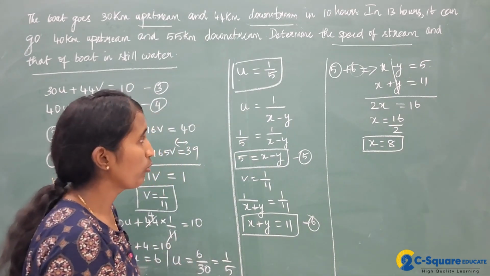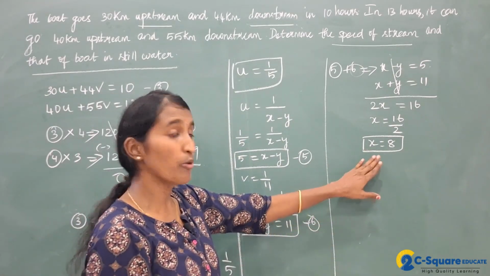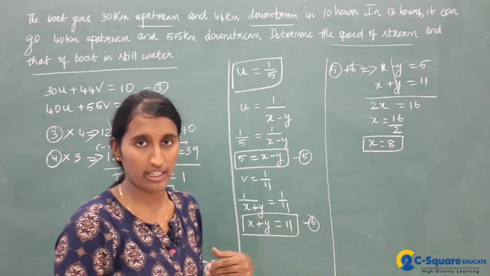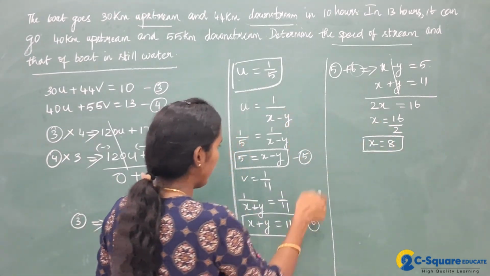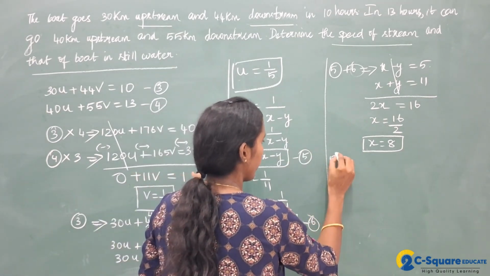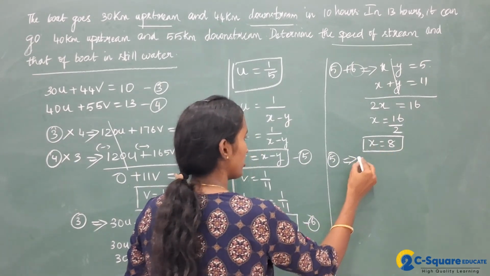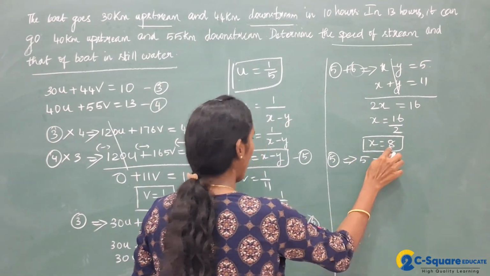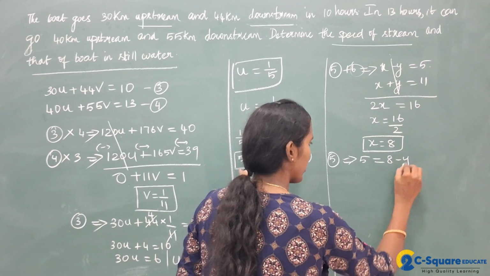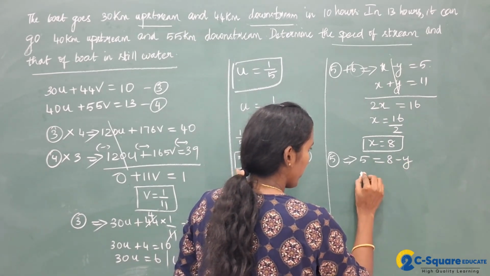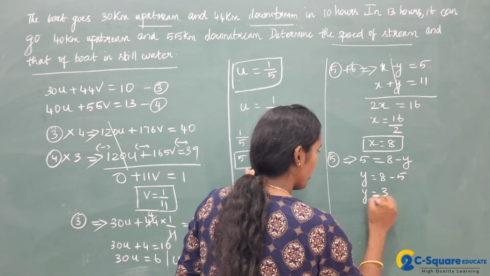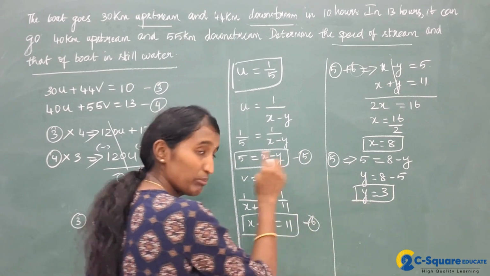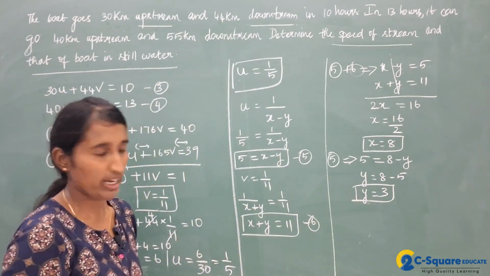So how will you find y? Now, what is x? Speed of the boat in still water is 8 km per hour. Now how will you find y? Let's take any one of the equations. I am going to take the fifth equation and substitute this. 5 equal to 8 minus y, and y equal to 8 minus 5, y equal to 3. Now the speed of the stream is y, which is 3 km per hour.